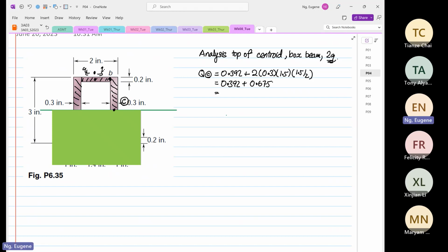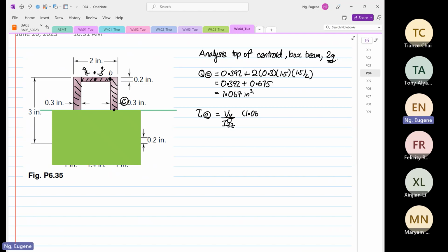0.392 plus 0.675 is equal to 1.067 inches cubed. Okay, so now I'm going to have my shear stress at point C, which is equal to V over I, or Vy over Izz.